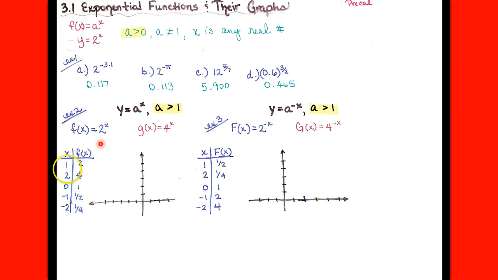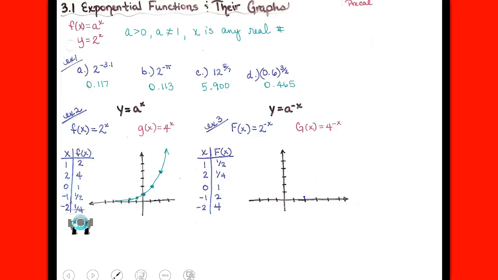So if we plug in positive 1, 2 to the 1 gives us 2. Plug in positive 2, 2 to the 2 gives us 4. Plug in 0, 2 to the 0 gives us 1. Plug in -1, 2 to the -1 is the same thing as 1 over 2 to the positive 1, so 1/2. And then -2, 2 to the -2 is the same thing as 1 over 2 to the positive 2, so 1/4. So let's plot those points. And then we'll connect them.